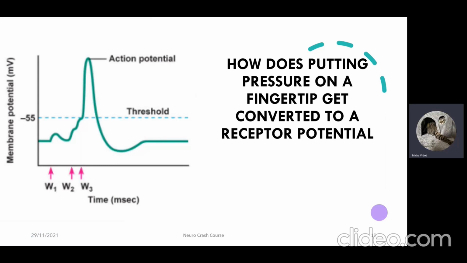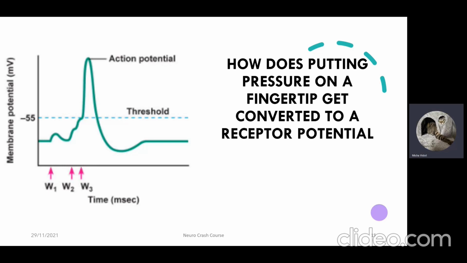Now, how does putting pressure on a fingertip get converted to a receptor potential? Any pressure on your Pacinian corpuscle, which is one of the main mechanoreceptors in your skin, will bend the cell membrane of that Pacinian corpuscle, and that bending opens up sodium channels. So you get small amounts of sodium entering, and it causes small depolarizations, those graded potentials I mentioned earlier. And if they summate together and it's big enough, and they hit that minus 55 millivolt threshold, then they'll fire an action potential.